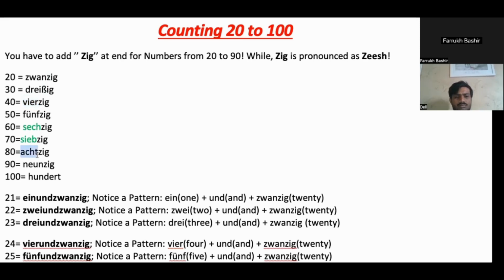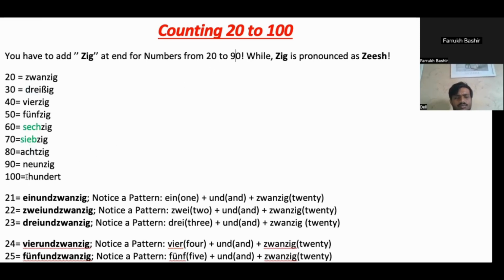And I just skip next. I move to this one. Achtzig and neunzig, meaning 8 plus zig, 9 plus zig, that becomes 90. So these two are exceptions, just like the digits 16 and 17. I have removed the last S, sechzig, and here I remove the -en from sieben, siebzig. Otherwise, we use just drei, vier, fünf, acht, neun, plus zig to remember these decimal numbers.